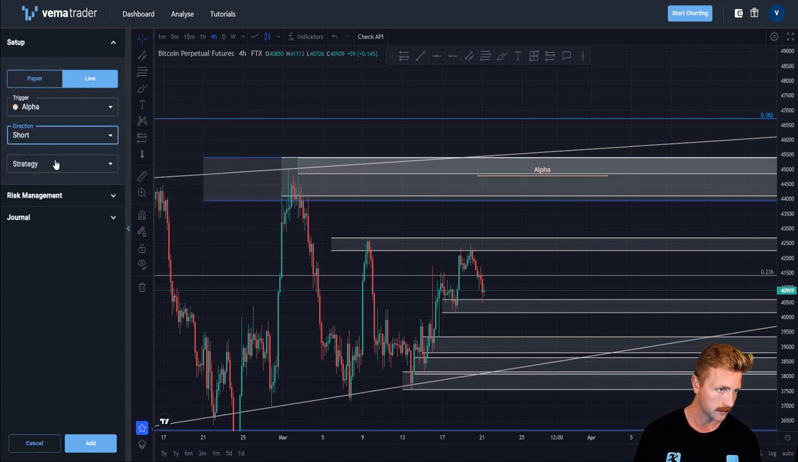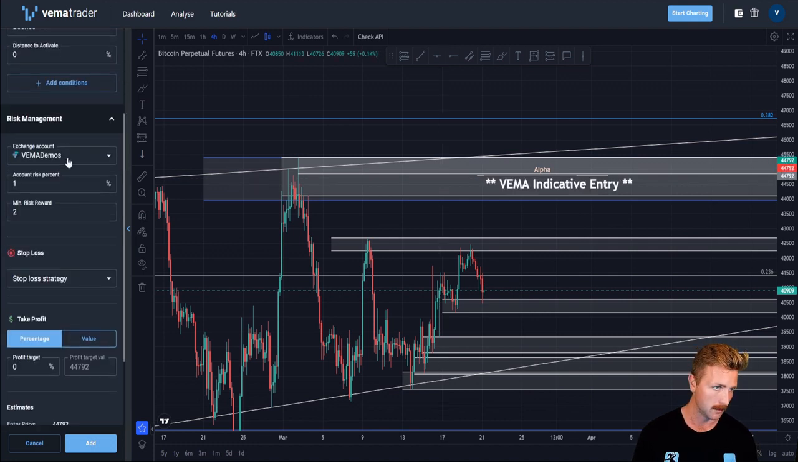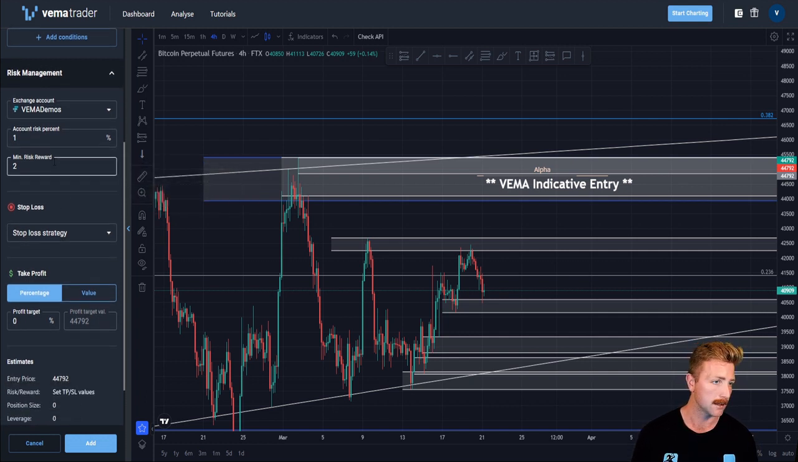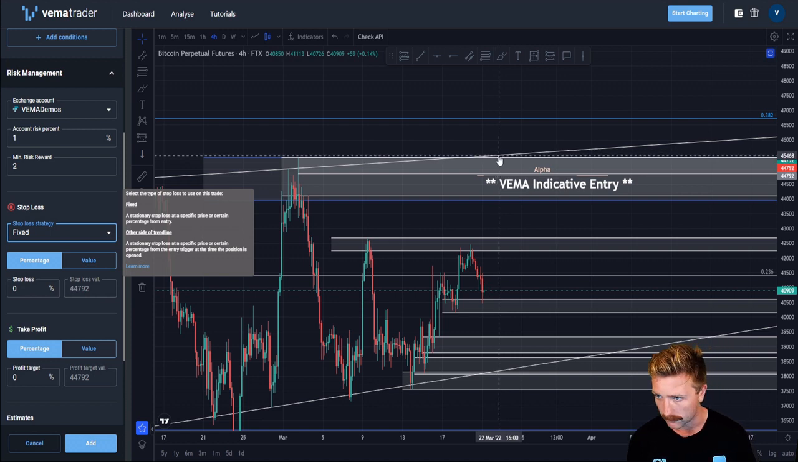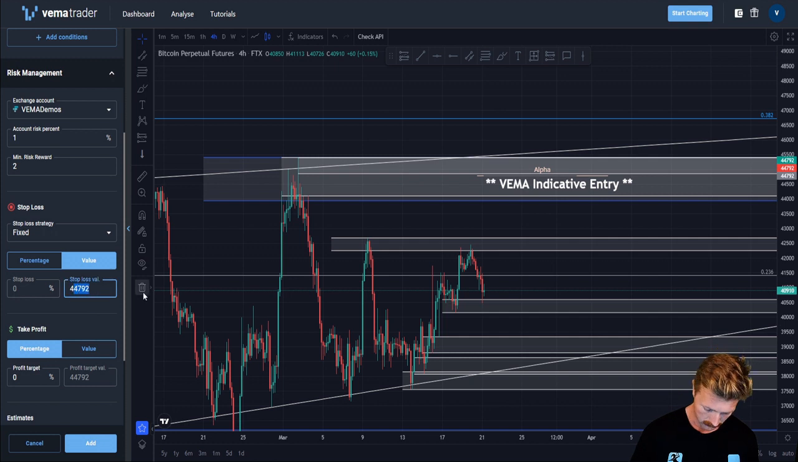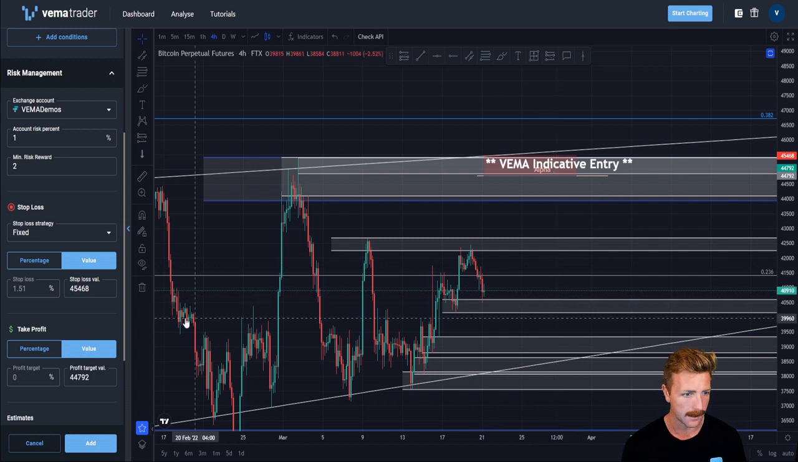So direction is short, strategy is a bounce. No conditions. I'm quite happy to just sell once price gets to that point. Count risk percent is 1 because we're with my high time frame bias. Minimum risk reward 2 to 1, fantastic. So I'm going to use a fixed stop loss of 45468. And if we get up there, I only want to target sort of halfway through this, so 40687.